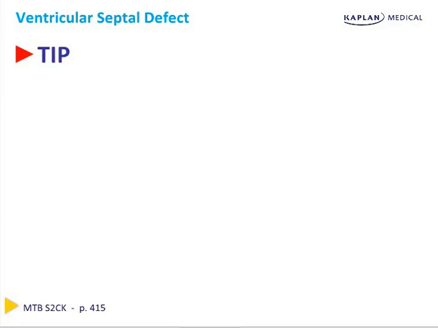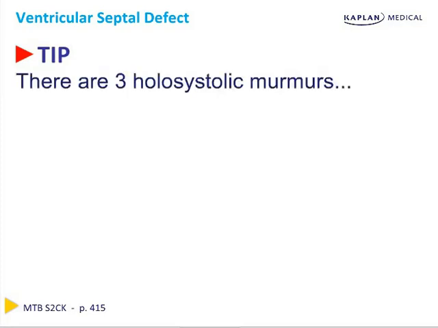So some tips you need to know. There are three holosystolic murmurs. There are three pansystolic murmurs. They are mitral regurgitation, tricuspid regurgitation, and ventricular septal defect. The patient in our case has a loud pansystolic murmur that should immediately trigger this list for you. Pansystolic murmur, holosystolic murmur, think mitral or tricuspid regurgitation and a VSD.